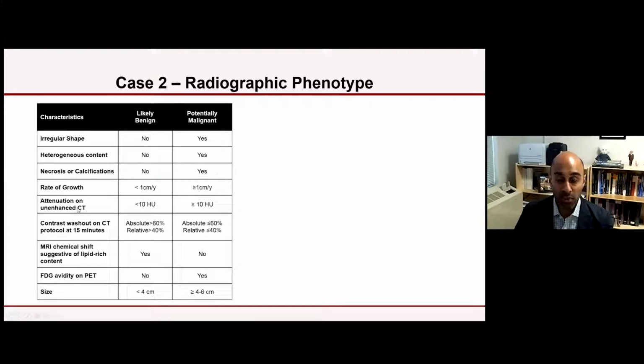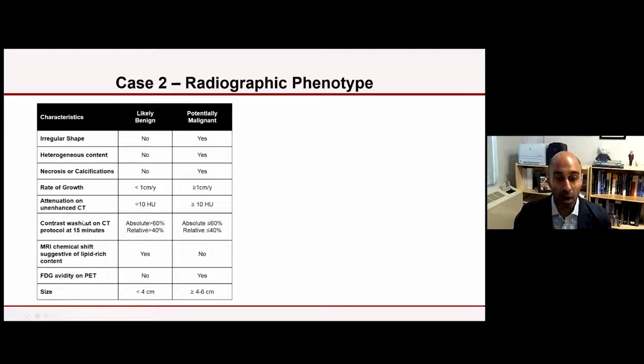CT attenuation without contrast, that's what we had in this case. 0 Hounsfield units is the attenuation of water. The lower the attenuation, the more fatty it is. The higher the attenuation, the more vascular and dense it is. So typically anything less than 10 Hounsfield units is considered to be fatty or lipid rich. So hers was 5 Hounsfield units, and fat is good. That tells you that this is almost definitely benign. So that's a reassuring feature.